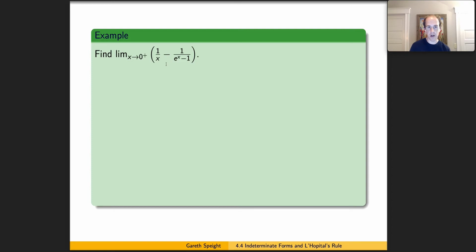So both of these terms are going to infinity. So we have infinity minus infinity. We have to do something. Let's find a common denominator since we have fractions. That's the only thing we can do. And our common denominator is going to be x times e to the x minus 1.